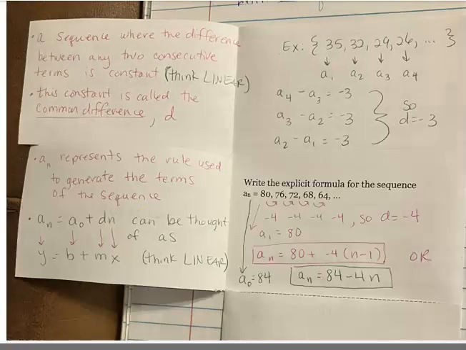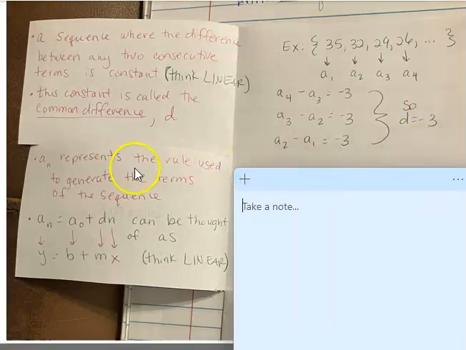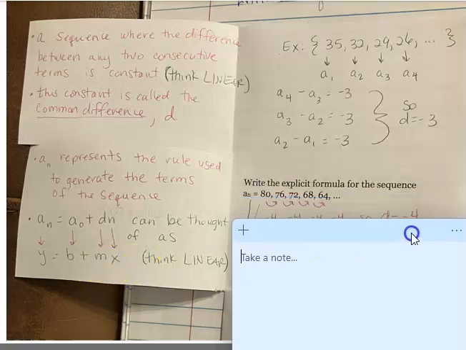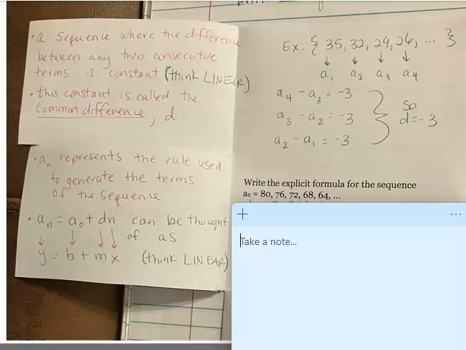If you'll open up the next tab, please, we'll start talking about the explicit formula and using that. In this formula, a sub n represents the rule that you're using to generate the terms of the sequence. So this will be whatever formula that we plug into to create the next term of the sequence. a sub n equals a sub 0 plus dn. Remember I said that this can be thought of like y equals mx plus b when you're looking at linear functions. So the example asks you to write the explicit formula for the given sequence.